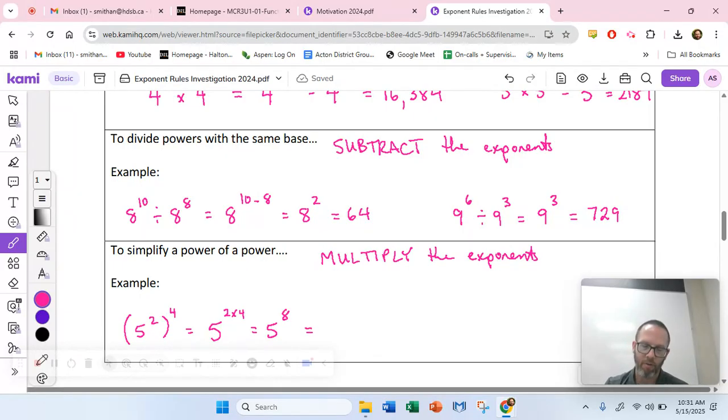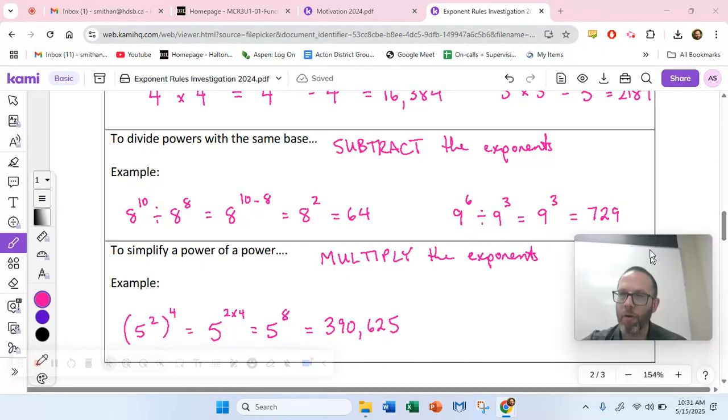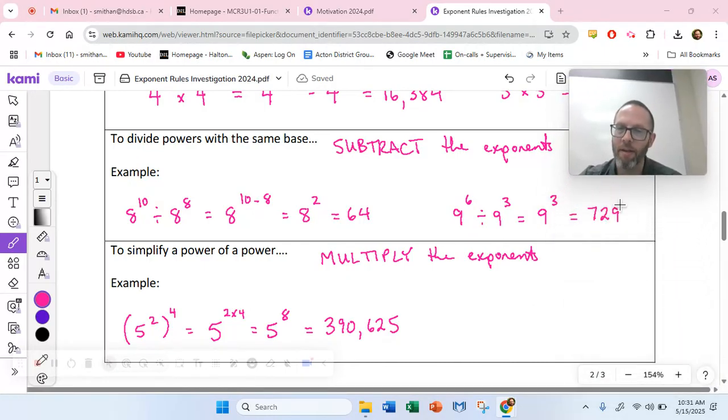5 to the power of 8 is going to be relatively big. That's okay. Of course, you guys all know your 5 times tables up into the hundreds of thousands. 390,625. But you know what? Let me cook up another example here. How about this? Let's go crazy. How about 4 to the power of negative 2, all to the power of negative 3?